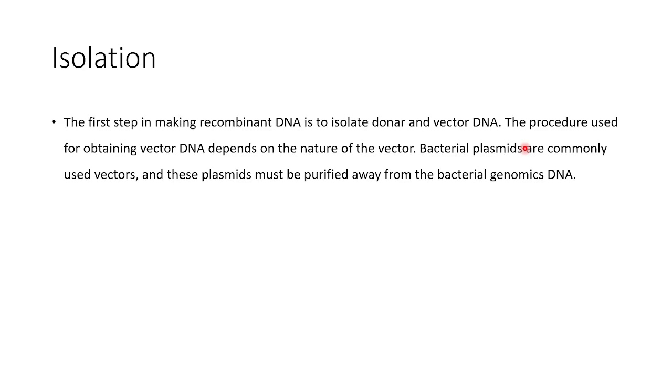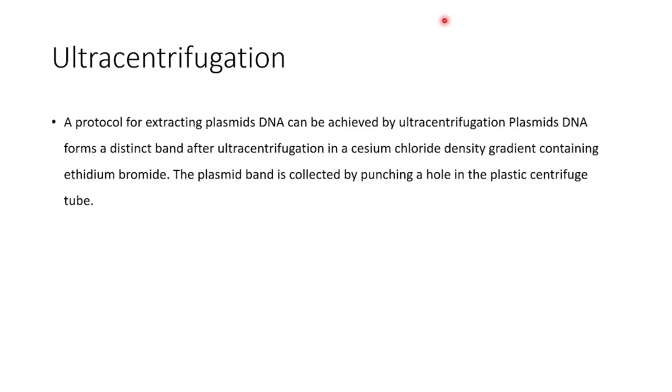Now for isolation, you need to isolate the vector. The procedure of obtaining it depends on the nature of the vector. Bacterial plasmids are commonly used vectors, and these plasmids must be purified from the genomic DNA. Now, ultracentrifugation is used for extracting the plasmid DNA.